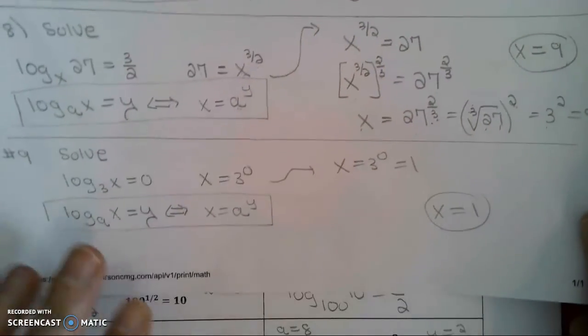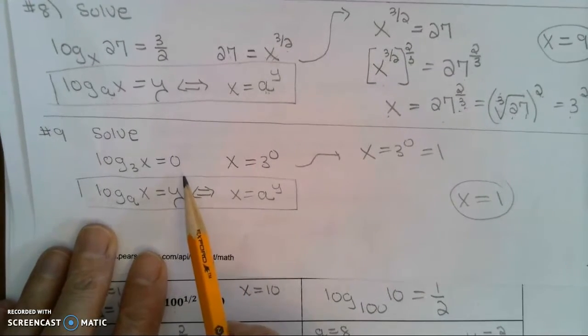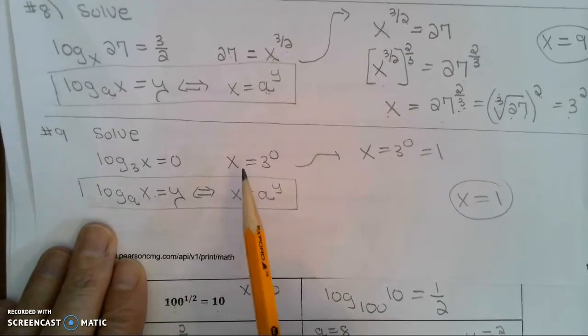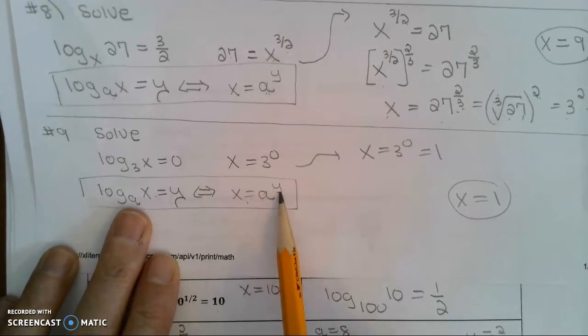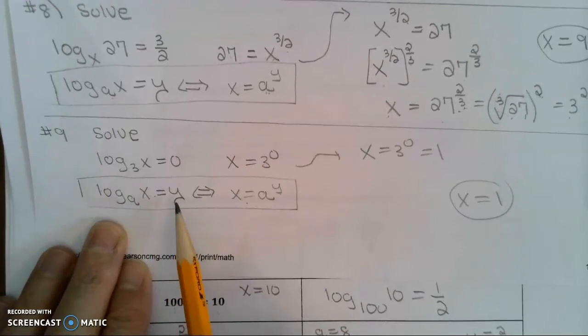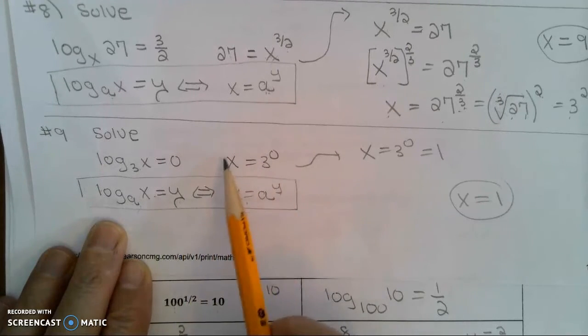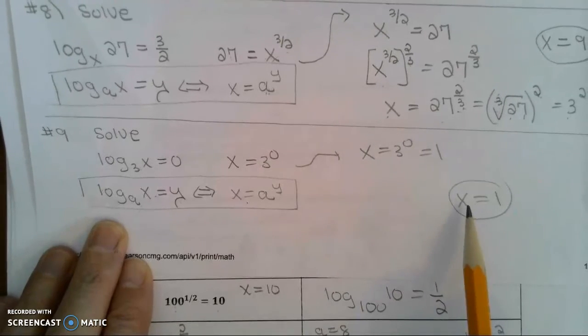Okay, let me do this last one. This last one is not quite as bad. They want us to put this in exponential form, and they want us to find X. Exponential form is X equal to A to the Y. My A is 3, my Y is 0. So this is the equation I have. That's pretty easy to solve. 3 to the 0, if you plug that in your calculator, you just get 1.